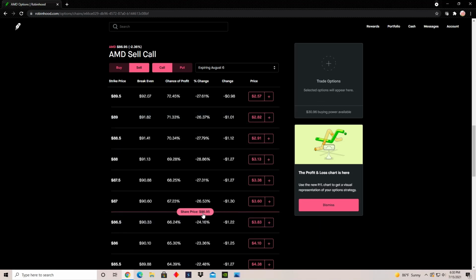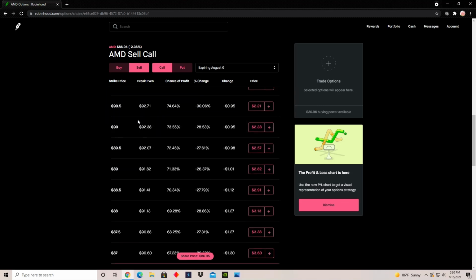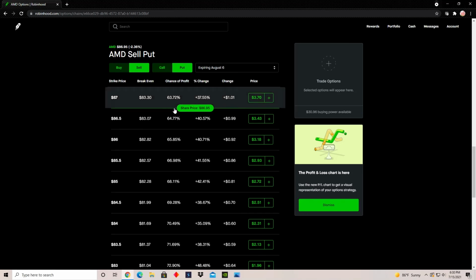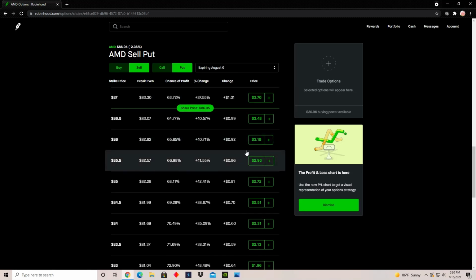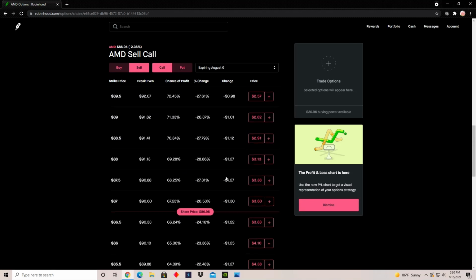And then once the share price eventually rises above the strike price of the call option that you sold, you would immediately just go back to selling puts on AMD and then repeat the process all over again and just collect premium, get paid to buy 100 shares of the stock, and then also get paid to hold on to the stock. And that's essentially how the wheel strategy works.